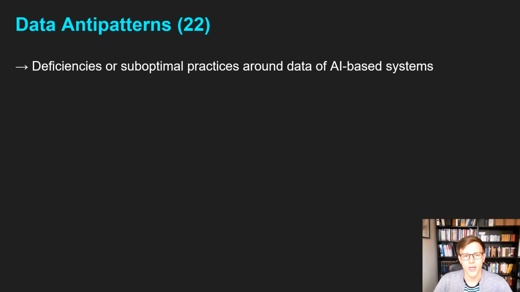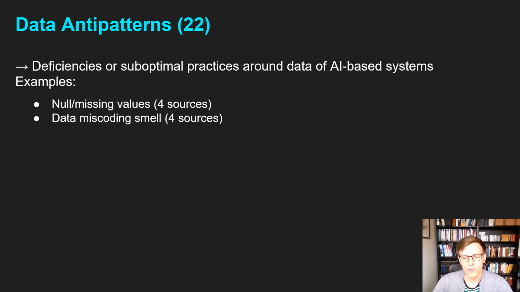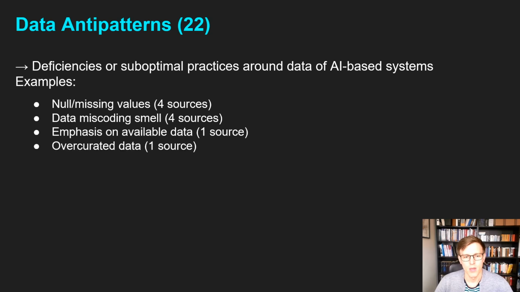The second largest category was data antipatterns, where we identified 22 unique instances. These were often related to data quality or data anomalies, for example, null or missing values or miscoded data. But antipatterns were also related to the relevance of data. So one antipattern was emphasis on available data instead of the most relevant data, or the over-curation of data. So gathering data that is so specific that it won't generalize well.